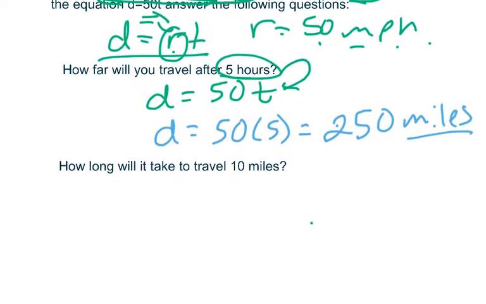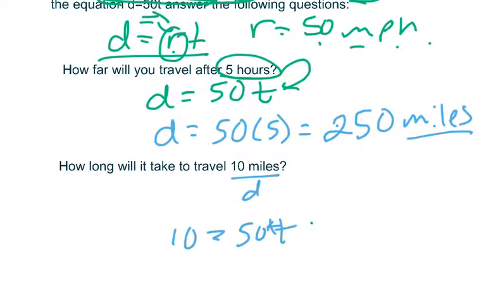Now, how long would it take to travel 10 miles? Well, this time we know our distance. So 10 equals 50T. This is multiplying, so of course that means you need to do the opposite, which is... I'll give you 3 seconds, 2, 1. Now you should be able to say that it is division.